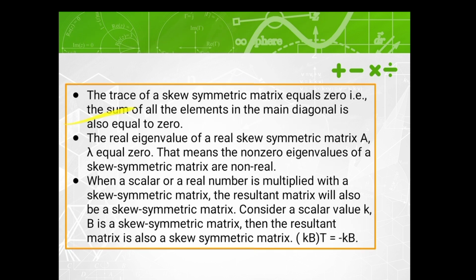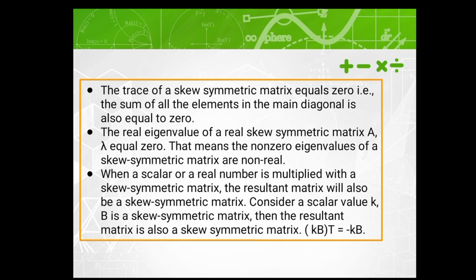The trace of a skew symmetric matrix equals 0. And here we can find another major example. See, in this slide we are going to discuss some other properties. The trace of a skew symmetric matrix equals 0. Since the diagonal elements are 0, when we multiply 0 with any number it becomes 0. From this theorem we can prove that the trace of a skew symmetric matrix is equal to 0.